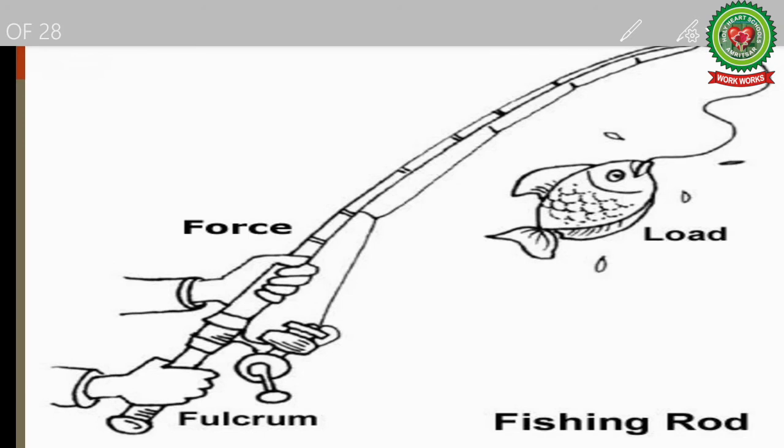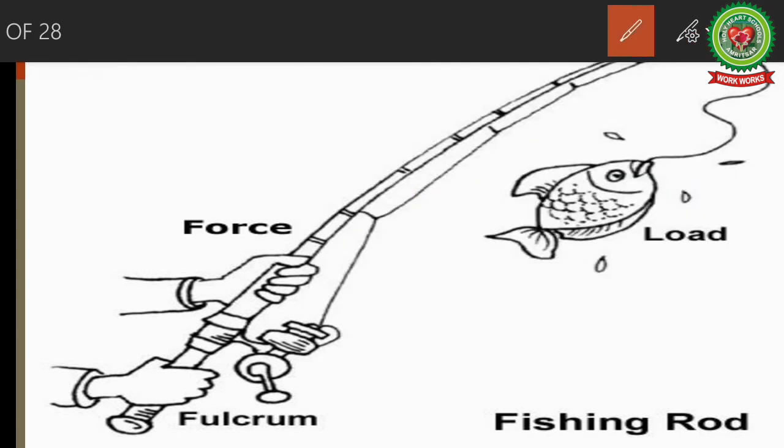This is a fishing rod. How can we say that a fishing rod is a third class lever? In this, the fish is the load. The load is acting at one end of the fishing rod. Effort is applied in the center. And the fulcrum, which is a fixed point, is located at the other end of the fishing rod. In this way, we can say that a fishing rod is a third class lever. Why? Because the effort is located between the load and fulcrum.